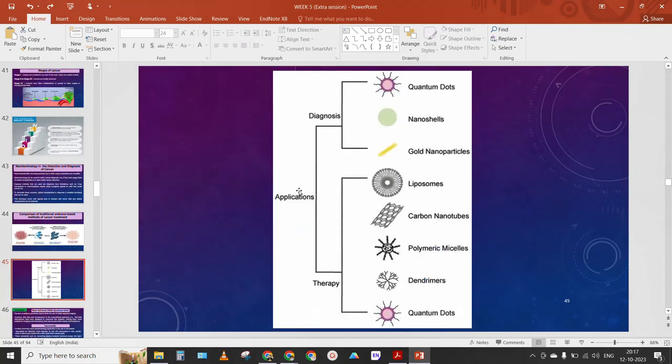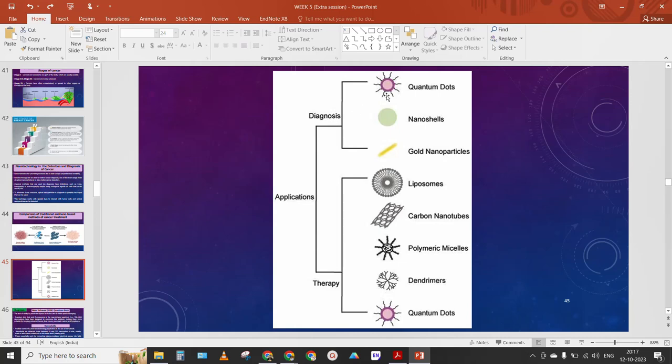So the next is applications of the diagnosis in therapy. Some of the nanoparticles can be used for diagnosis, such as quantum dots, nanoshells and gold nanoparticles. As you can see, some nanoparticles are used for diagnosis and some are used for treatment. How could that be possible? In diagnosis, there is one term we call theranostics. Theranostics means diagnosis and treatment in a single thing, in a single carrier.